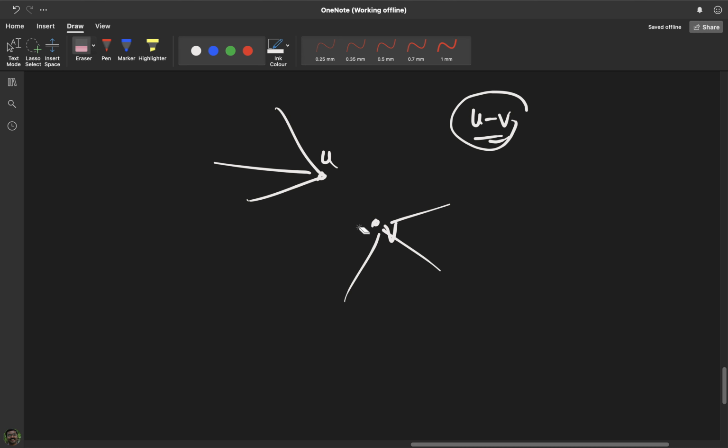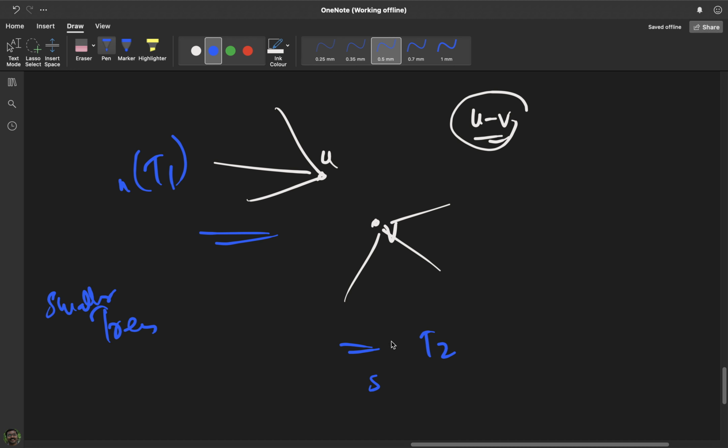And if you look at these two components, they are actually trees by themselves, because this component is connected, and this component is also connected, since we have not deleted any edge between any of the vertices there. And they will not have circuits. So these two are actually smaller trees. Suppose I call this component T1 and this component T2. Now can you tell me what will be the number of edges in T1? Suppose T1 has n of T1 vertices, and suppose T2 has n of T2 vertices.